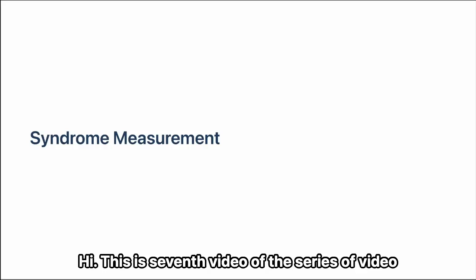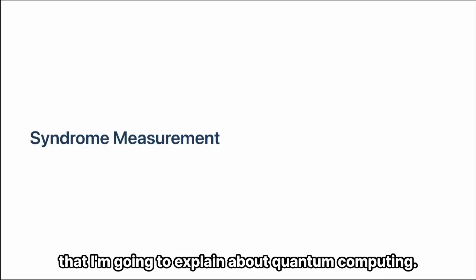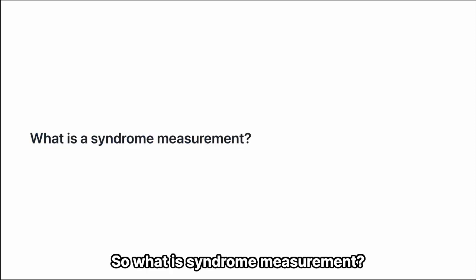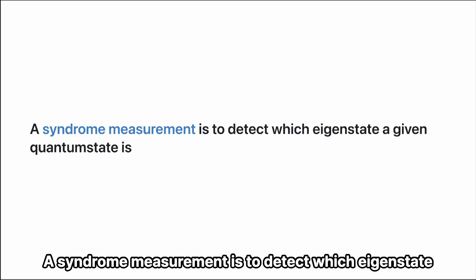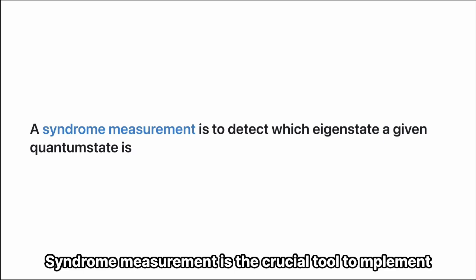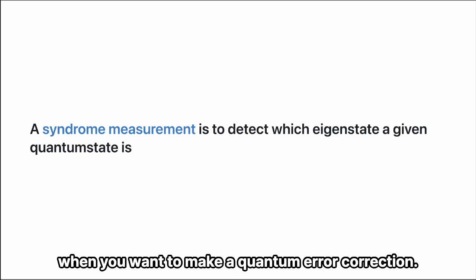Hi, this is the seventh video of the series of videos that I'm going to explain about quantum computing. In this video, I'm going to talk about syndrome measurement. So what is syndrome measurement? A syndrome measurement is to detect which eigenstate a given quantum state is. Syndrome measurement is the crucial tool when you want to do quantum error correction.